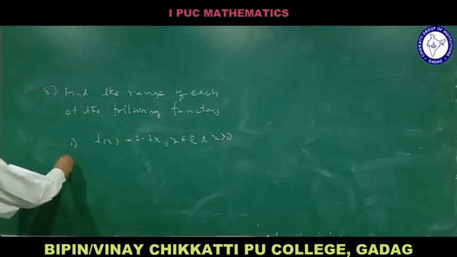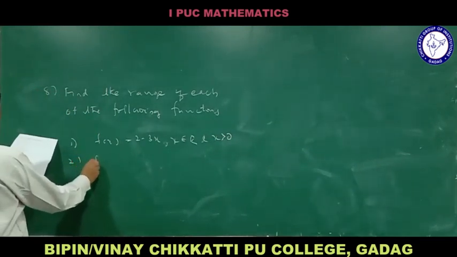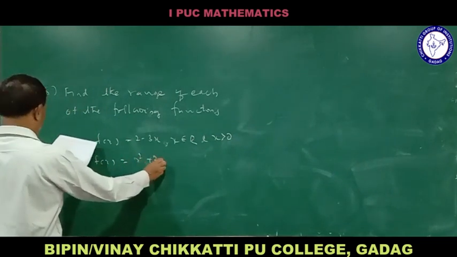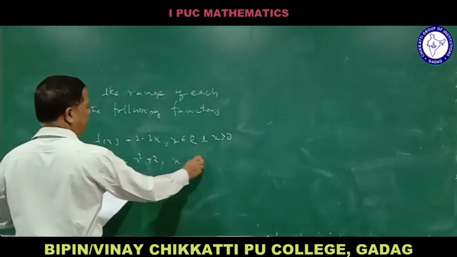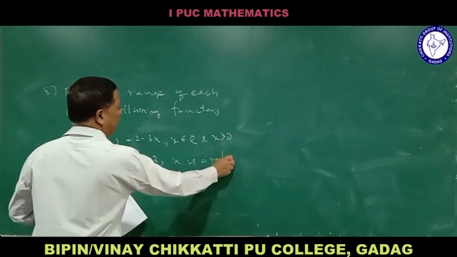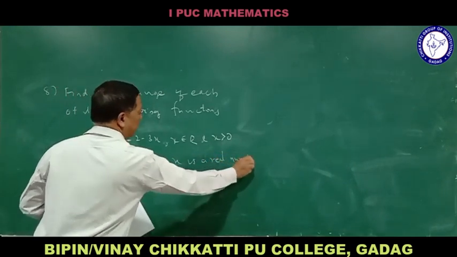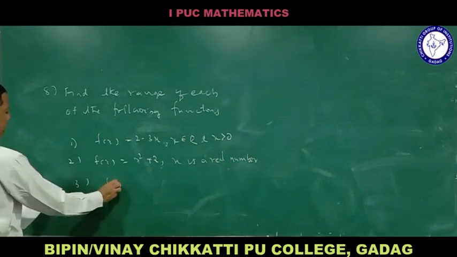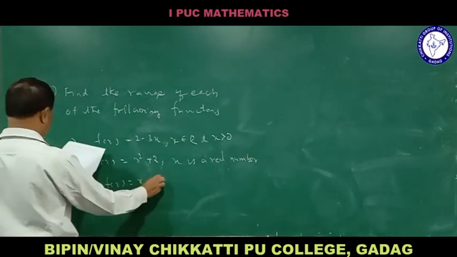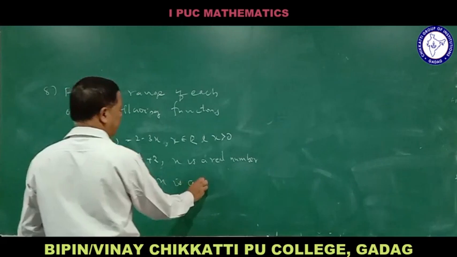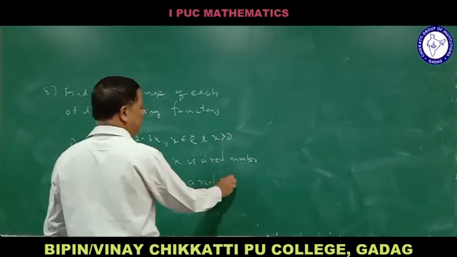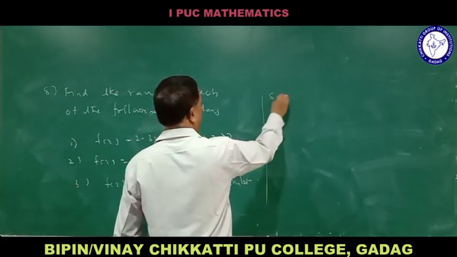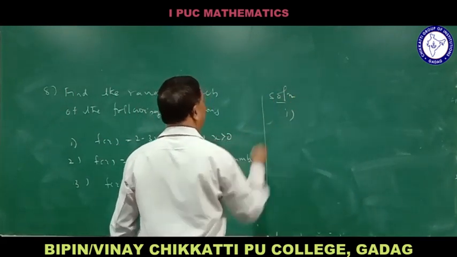And the second one, you have to see that f of x is equal to x square plus 2, x is a real number. Problem number 3, f of x is equal to x, x is a real number. For all these 3 functions, we have to calculate the range. So the solution, number 1, you see this.